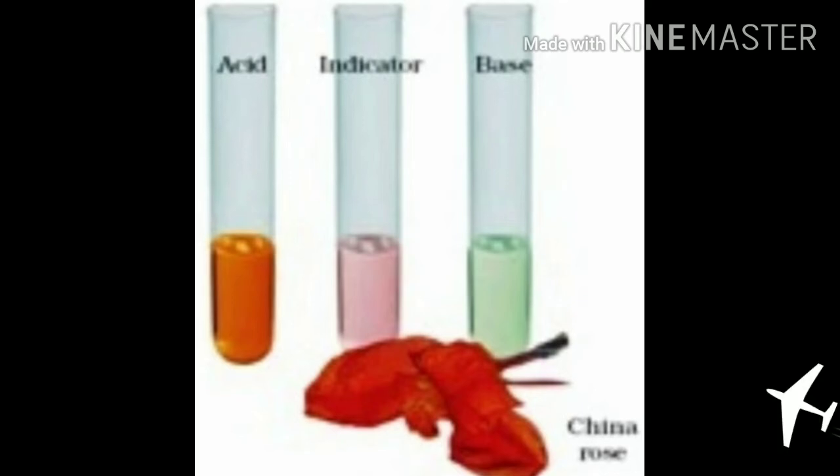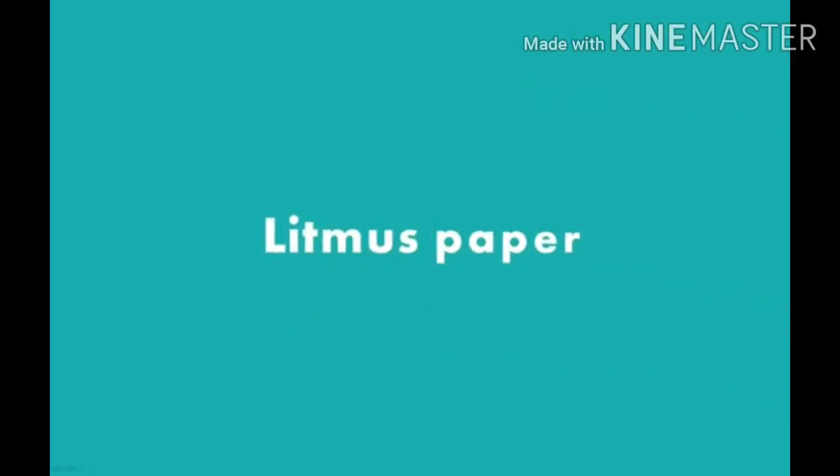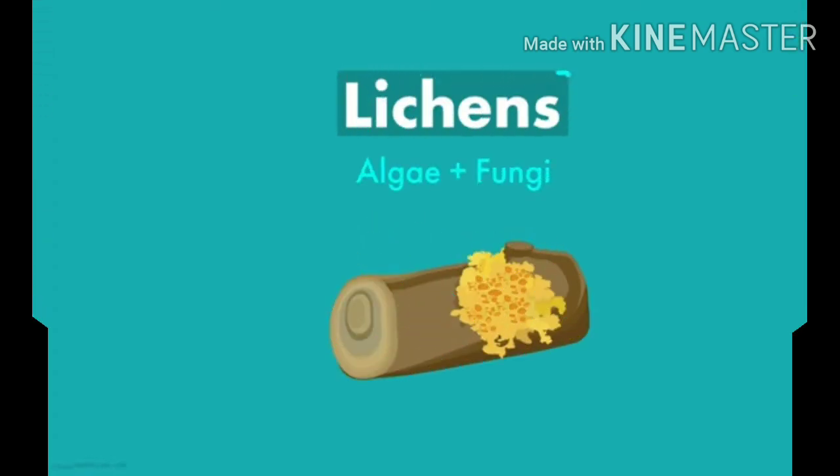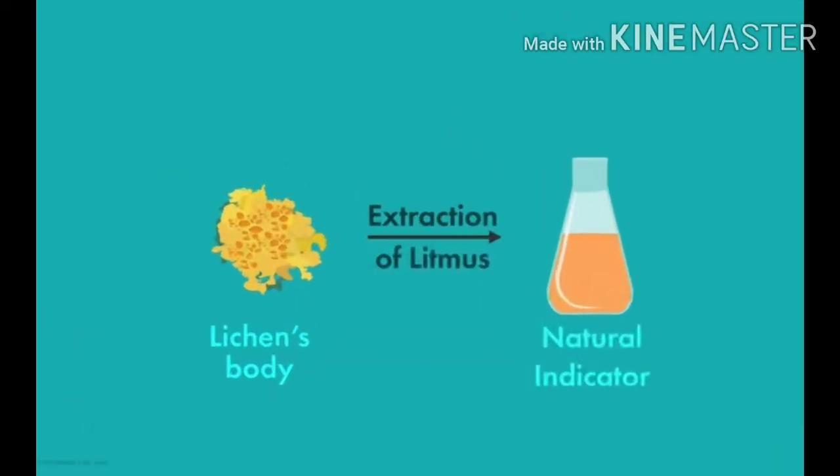The next natural visual indicator is litmus paper, or simply litmus. Now, what is litmus and from where do we obtain it? Litmus is obtained from lichen. I'm sure you all know what is lichen. Lichen is a symbiotic association between an algae and a fungi. Litmus is extracted from lichen and then it becomes an indicator.